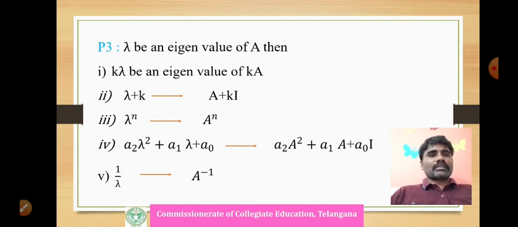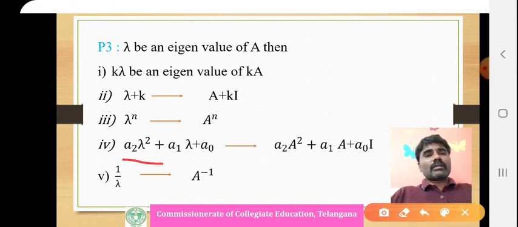These are the important properties. I combined all properties into a single property. Individually each one of them would be a property, but I combined all of them. They are all similar. Lambda is an eigenvalue, then k lambda is an eigenvalue of kA, lambda plus k is an eigenvalue of A plus kI, lambda power n is an eigenvalue of A power n, and for the polynomial a2 A square plus a1 A plus a0 I the eigenvalue is a2 lambda square plus a1 lambda plus a0. You can take this polynomial in any degree. Here I consider second degree.